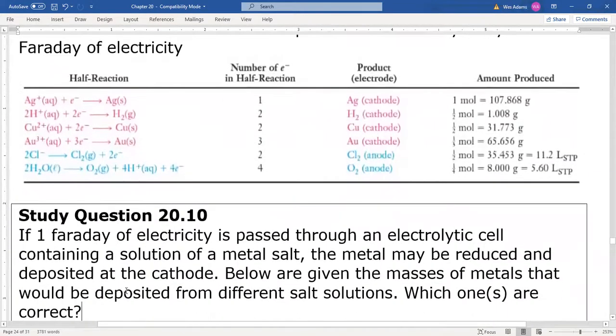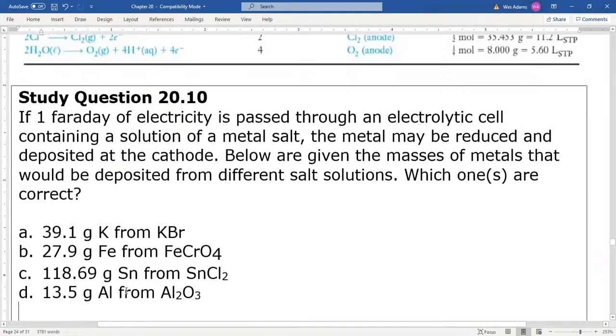So if we look at 1 Faraday of electricity going through a metal salt, which ones would be the correct amounts? So potassium is a 1 equivalent reduction. And all of these are for metals, so they're reductions. And potassium has a molar mass of 39.1 grams. So guess what? That one works. 1 Faraday of electricity will produce 39.1 grams.